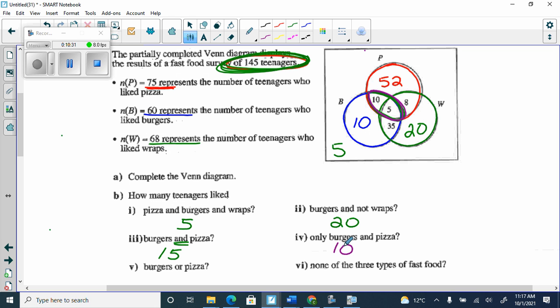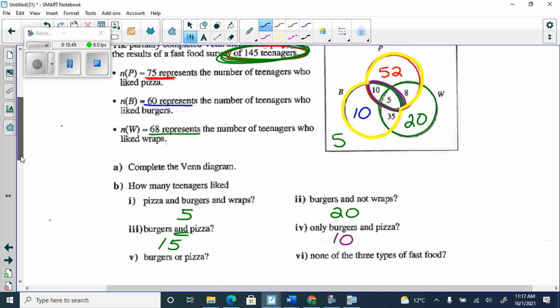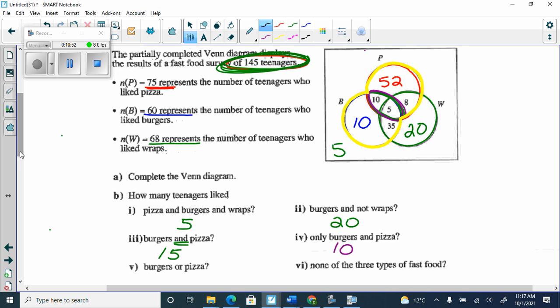Then burgers or pizza. Or is what shape? The snowman. So if I do burgers or pizza, I have to add these all up, or I can take 25 off of 145. 120. You'd still take 25 off 145. 120. And then none of the three. The five sitting out.